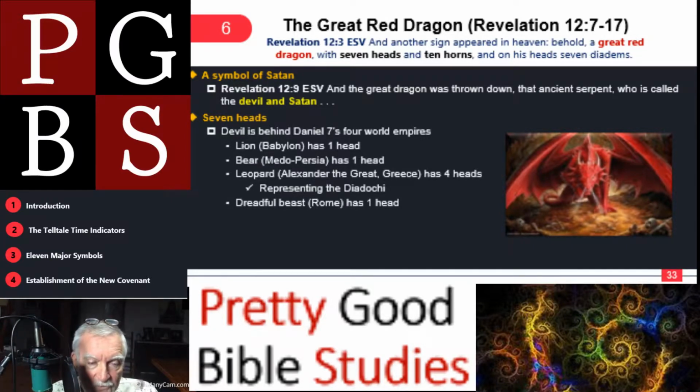It refers to Daniel 7's 4 world empires. Now, if you're going to understand eschatology, you have to learn Daniel 7. And Daniel 7 is not that difficult, actually. There's not a lot of controversy about it amongst conservative interpreters. There's 4 beasts there. The first beast is a lion, Babylon. He has 1 head. The second beast that's referred to that succeeds the lion is the bear, the Medo-Persian Empire. That bear has 1 head for a total of 2 heads.